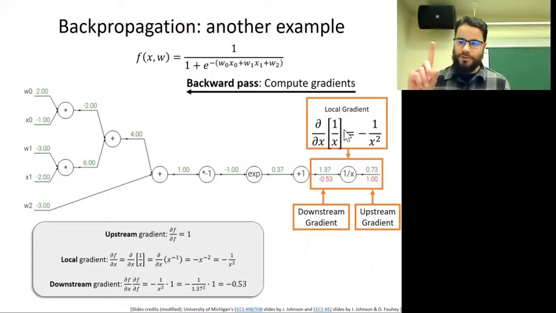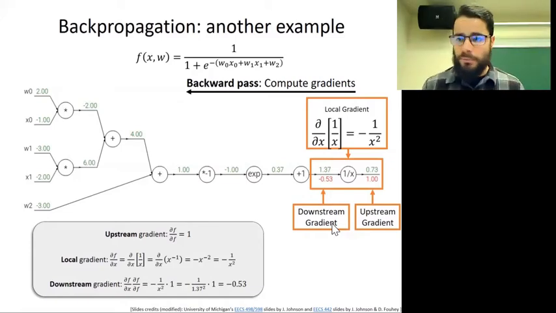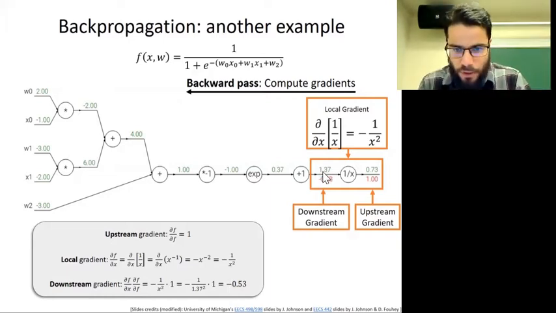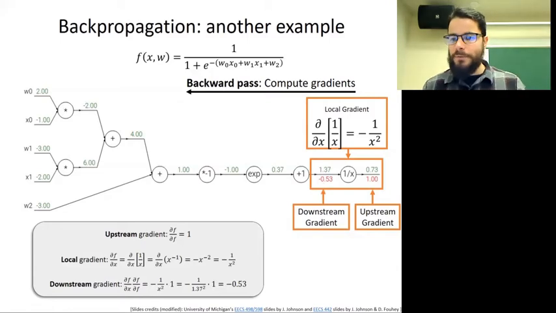Very good. So now we have the upstream gradient, which is 1, and the local gradient, which is minus 1 over x squared. So now to calculate the downstream gradient, the gradient that is going to keep going through the network, we just have to multiply these two. So we have here minus 1 over x squared times 1. And then, of course, what is the value of x? The value of x here is 1.37, for a final minus 0.53 as the downstream gradient.